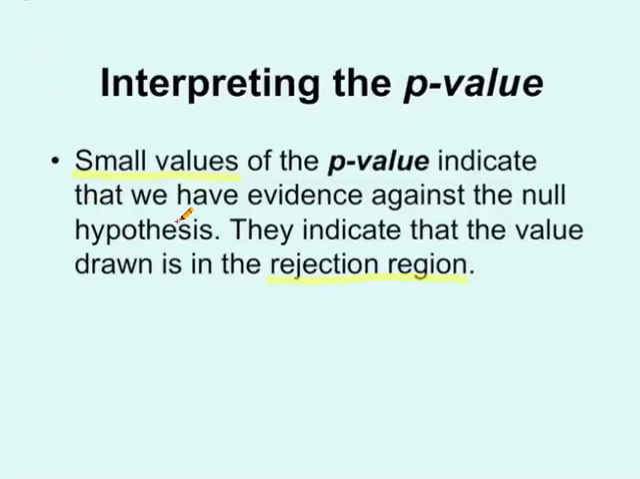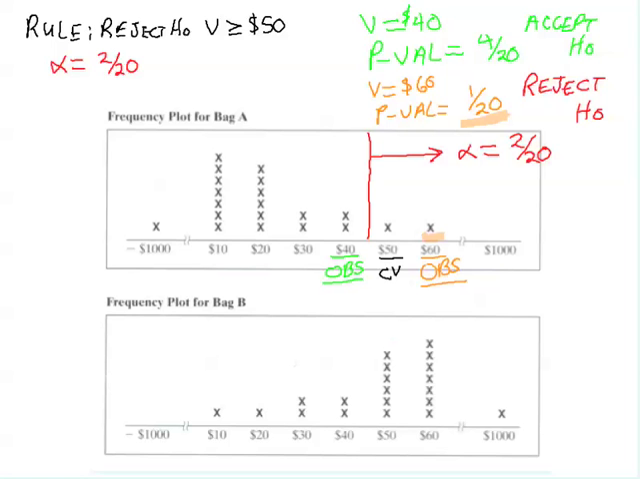If that p-value is not small, if it's large when compared to alpha, okay, then notice that when we had a larger p-value, in this case 4/20, our observed value fell outside of the rejection region, okay?